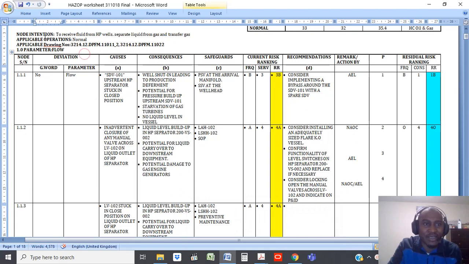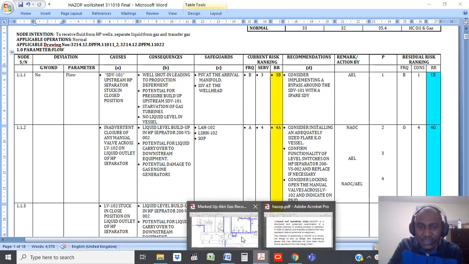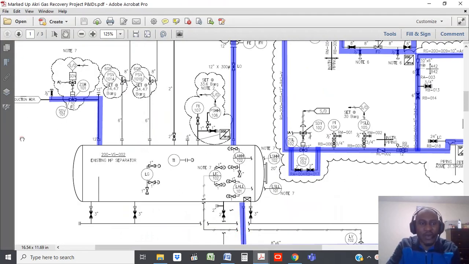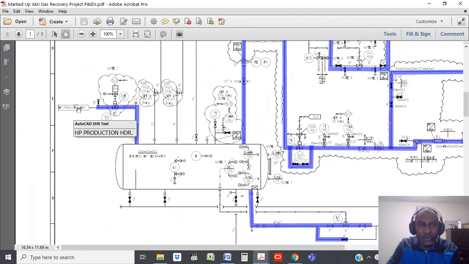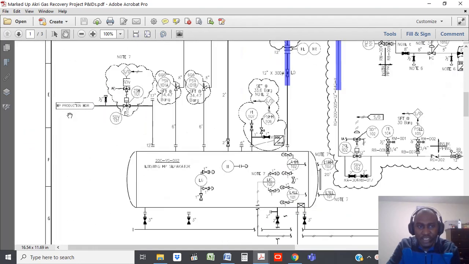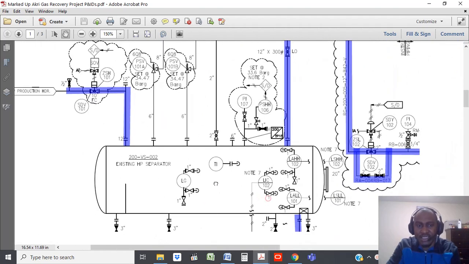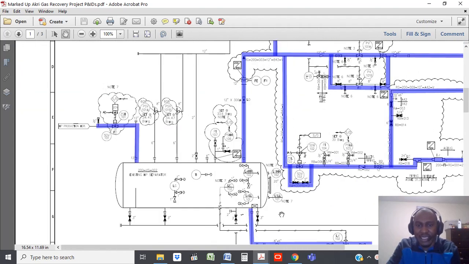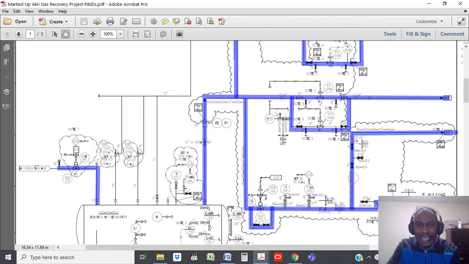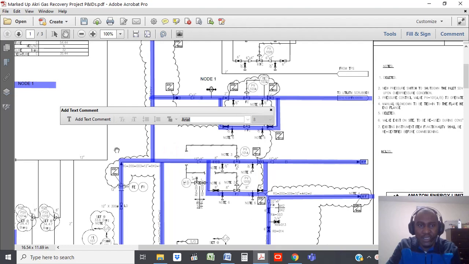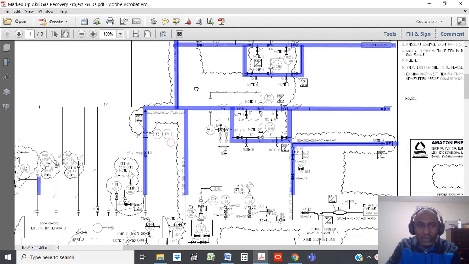So the design, the node intent is to receive fluid from HP wells and separate liquid from gas and transfer the gas. So this is where the flow is going to come in from the HP wells, HP production, you can see here, goes into this HP separator, and then the liquid will go out through the liquid leg and the gas will go out through the top. So it splits. And so this separator does the job of splitting that flow into two, into liquid and into gas.